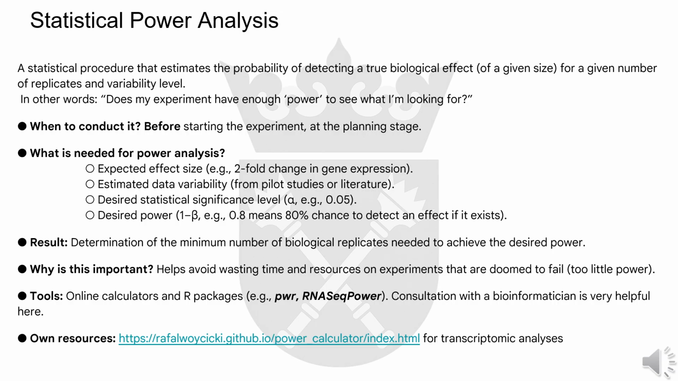The result of this analysis is a specific number, how many biological replicates we need, and this helps us make real decisions, whether to reduce the number of comparison groups or increase the budget. For RNA-seq, there are many tools available, including my own online power calculator. I strongly recommend using it. Before spending tens of thousands, it's worth making sure the experiment makes sense.